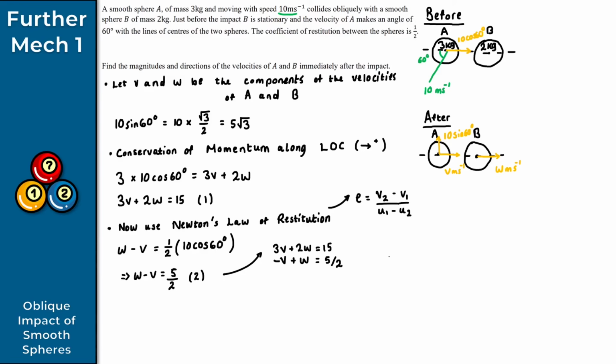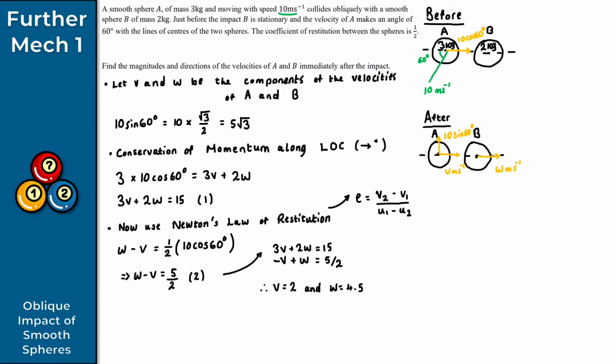And basically, we just need to solve these simultaneous equations here. Now, clearly, I can just use my calculator here or just do it by hand. Either way, this should really be straightforward. So solving here, we find that V is equal to 2 and W is equal to 4.5. Perfect.